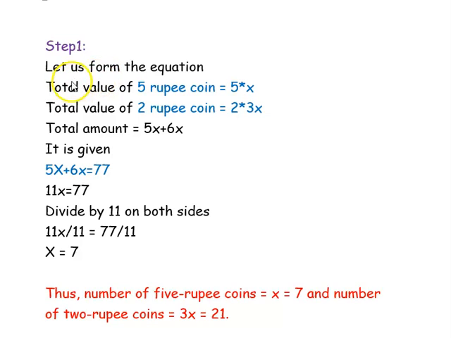Now let us form the equation. The total value of 5 rupee coins he has is 5 times x, because x is the number of coins. So we have to multiply it with 5 to get the total amount of 5 rupee coins.